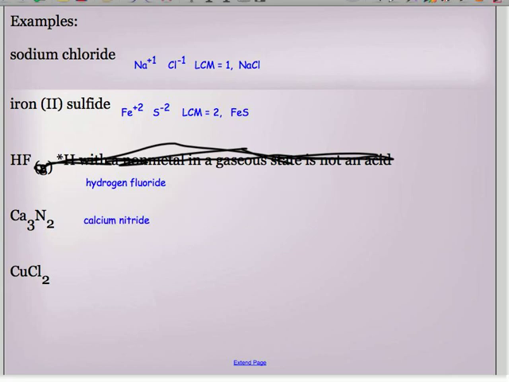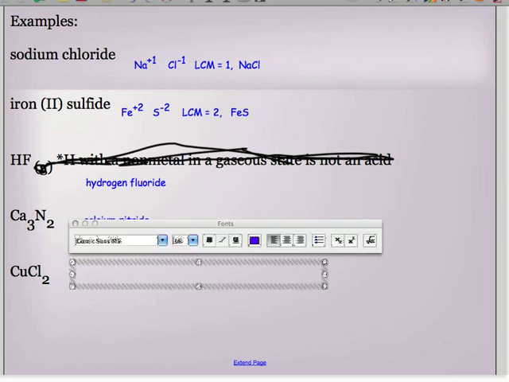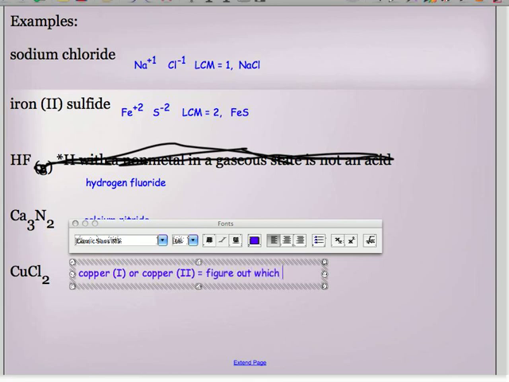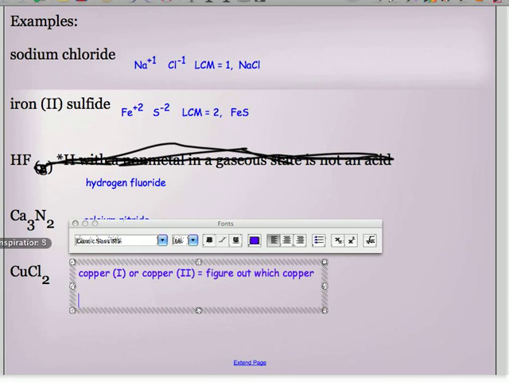And last but not least, the one that you've got to be careful with. So you're a diligent student, you're doing great, you're finding everything. You look up Cu, and the issue is there's copper 1 or copper 2. So this is when you have to figure it out. When you're faced with a situation, you have to figure out which copper. And to do this, you have to do a little bit of math here.